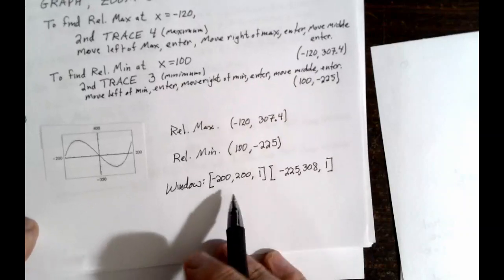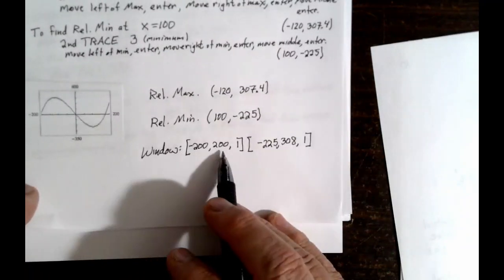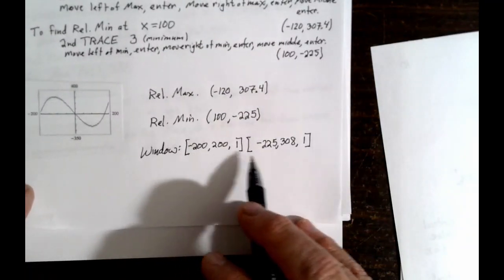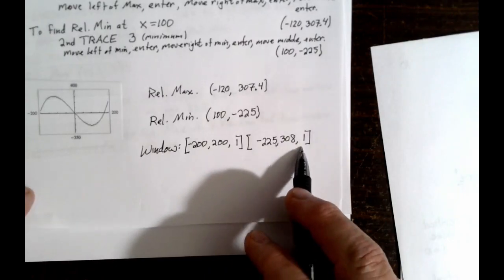Alright? So on this one, I actually wrote down what the window looks like. This is your X min, X max, and X scale. This is your Y min, Y max, and Y scale.